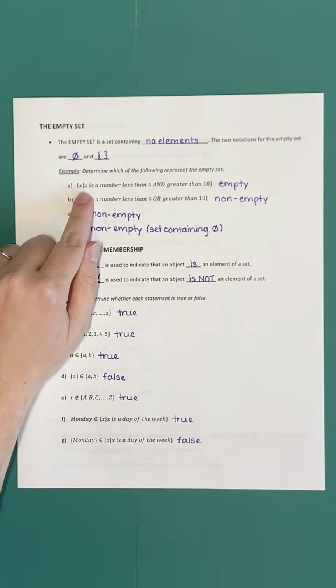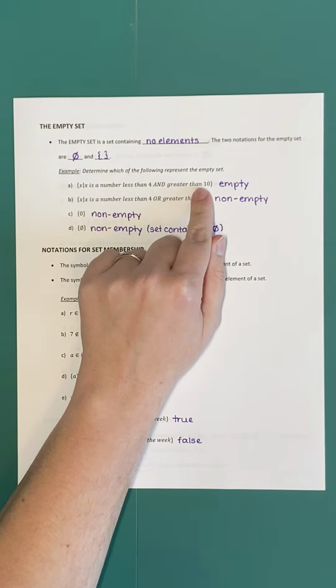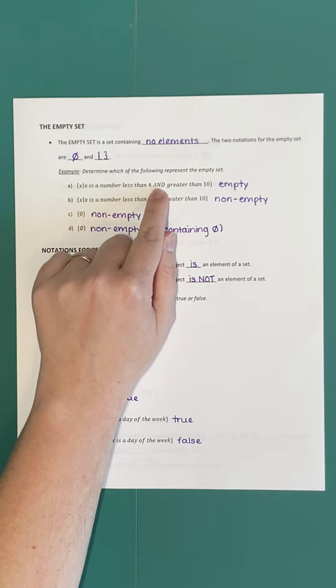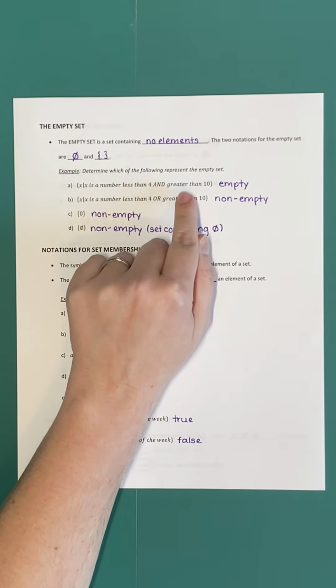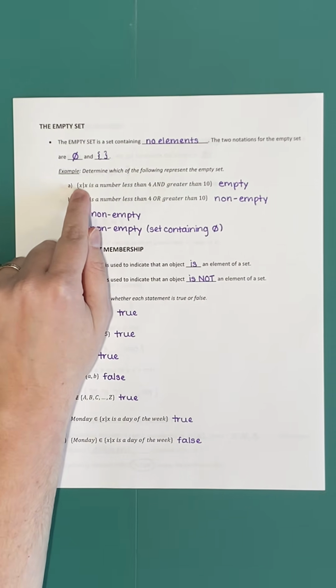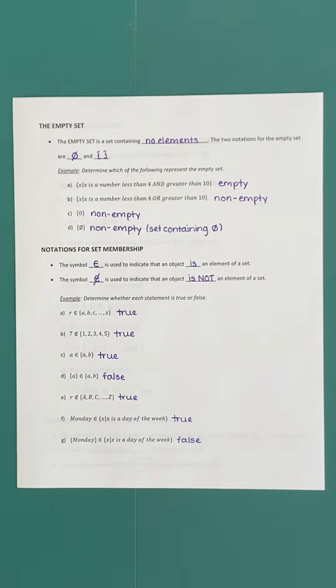Okay, so first one, all x such that x is a number less than 4 and greater than 10. Okay, now the word and, we have to pay attention to that. And means both at the same time. So condition 1 and condition 2 have to be true at the same time. So the only values of x that would be included in this set are values where the number is less than 4 and greater than 10 at the same time. Well, what values of x are both less than 4 and greater than 10 at the same time? There aren't actually any numbers that would fit both of these qualifications at the same time.